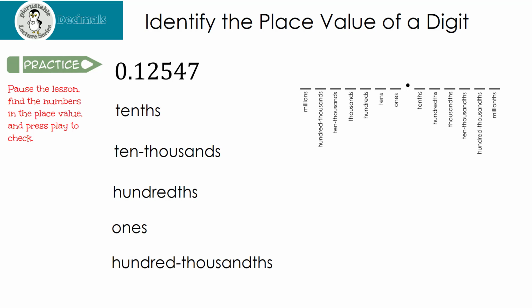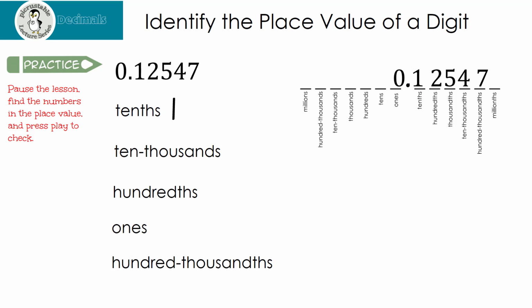All right, let's see how you did. Once again, I like to write my number in the place value chart. You don't have to, but until we get really good at it, it's a good idea. What number is in the tenths place? Notice I have a THS, so that means it's going to be after the decimal. And that's a 1.